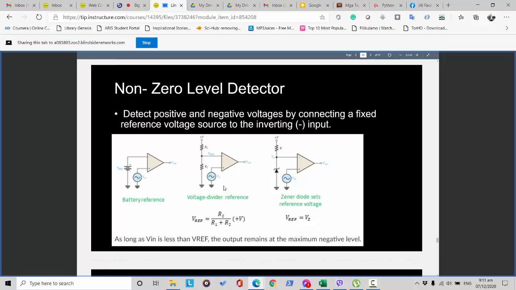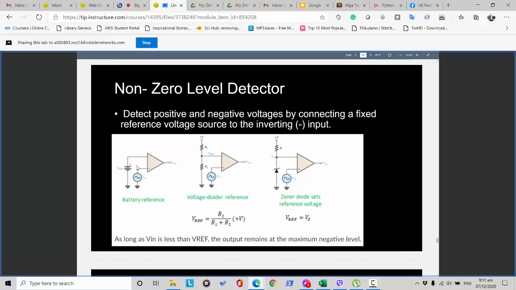Now, the non-zero level detector, in some texts called the non-zero crossing detector, is actually a modified version of a zero level detector, and it is used to detect a positive signal. Instead of grounding the inverting terminal, it is connected to a reference voltage. So here are some examples of a non-zero level detector.